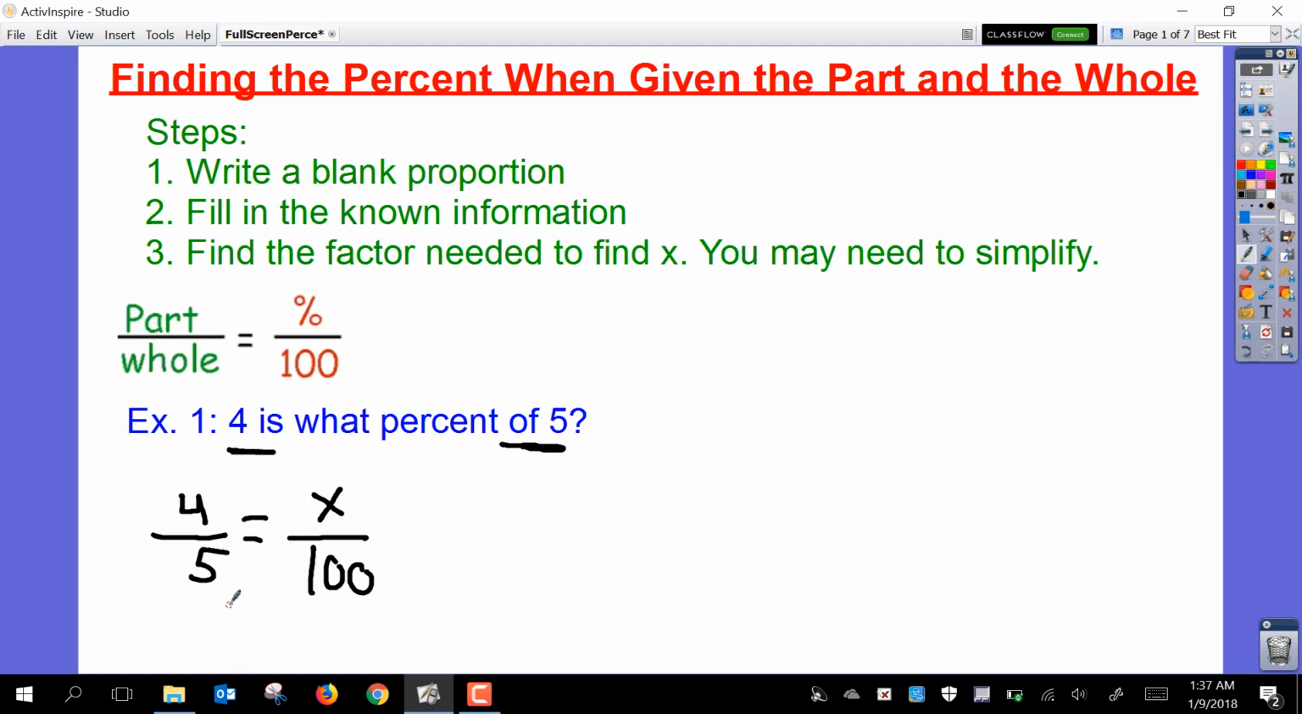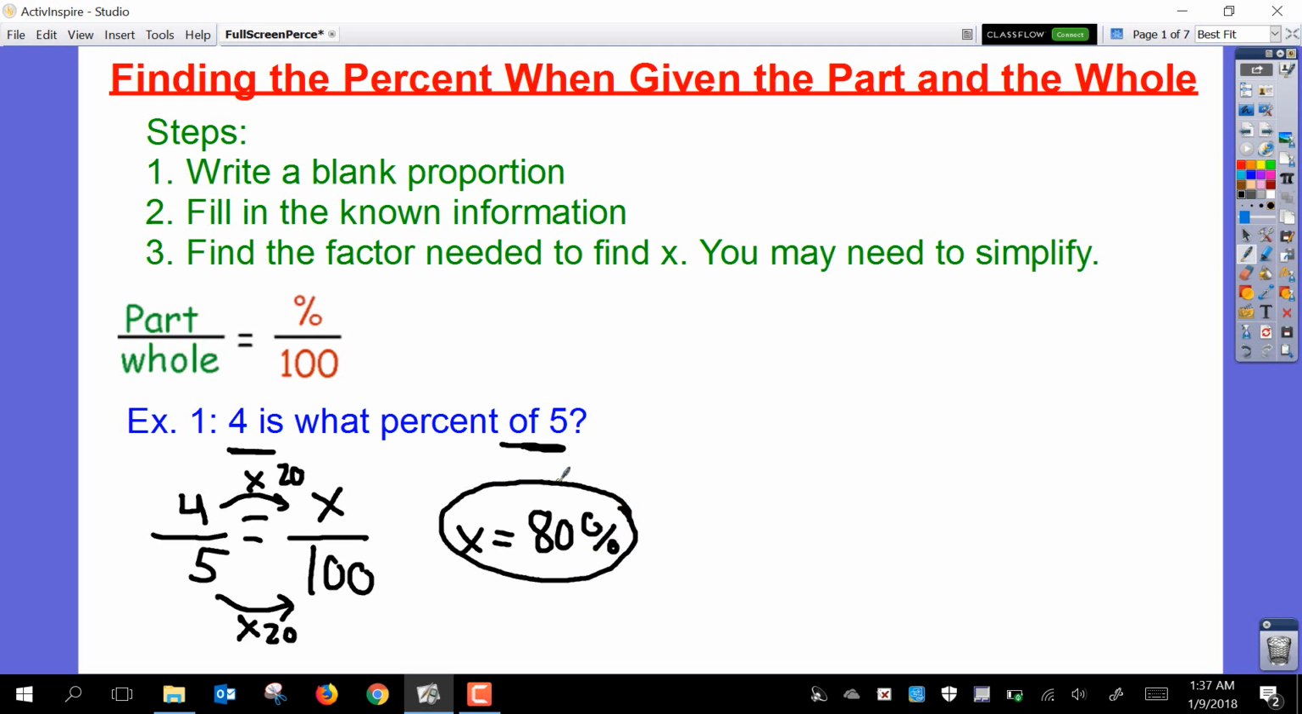Now, in order to solve this, this is just a proportion. So what number multiplied by 5 will get us to 100? Multiply that by 20. And then for 4, we're going to multiply that by 20 as well. So as of now, we have x is equal to 80, which means that it's going to be 80%. So 4 is what percent of 5? 4 is 80% of 5. Okay, let's go on to the next example.